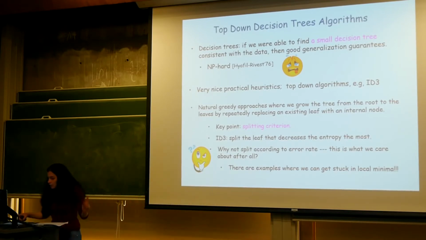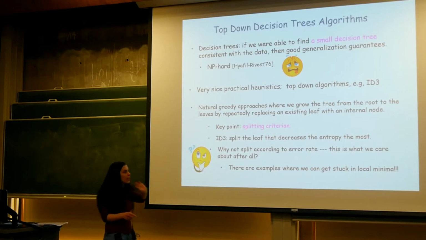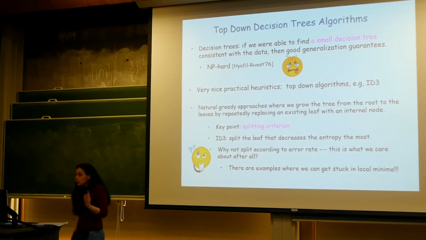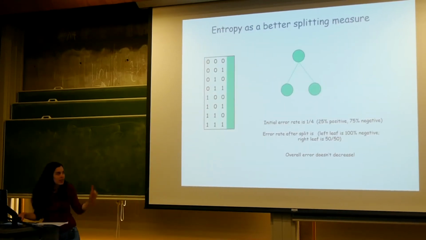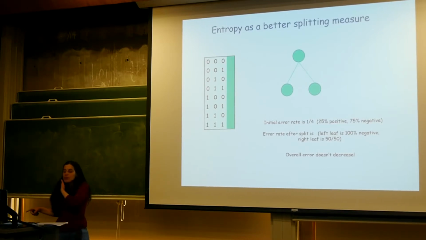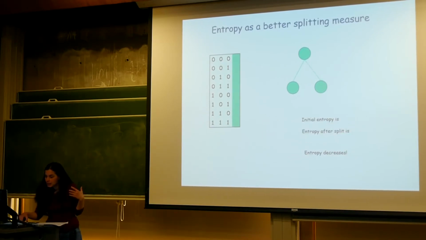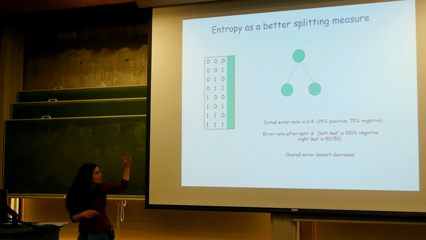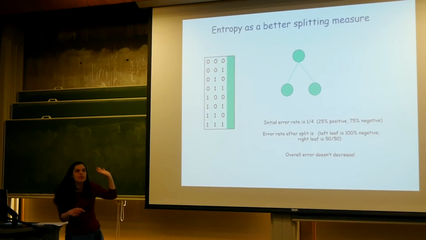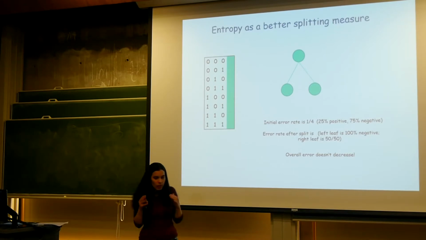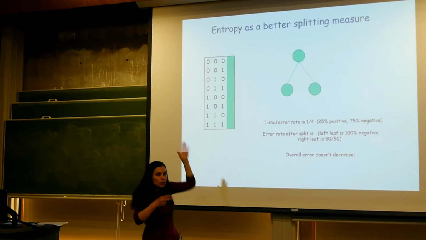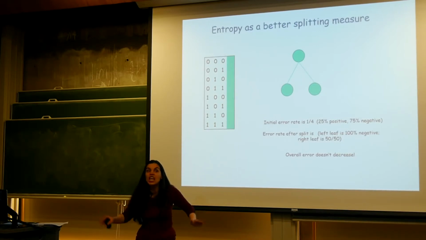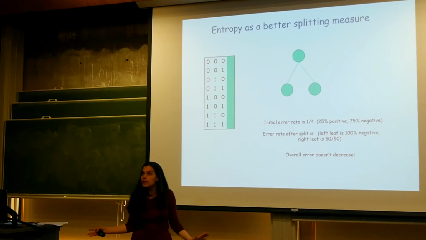I guess the answer to this question is interesting. It turns out that you can get stuck in local minima. I'm not going to go through details, you're going to have an example of this type in your homework. But you can construct very simple examples where the target function is very simple, for example, a conjunction, and where, even if you are at the root, if you are trying to do a split that decreases the error rate, it's just impossible. There is no way to make progress according to the error rate locally.